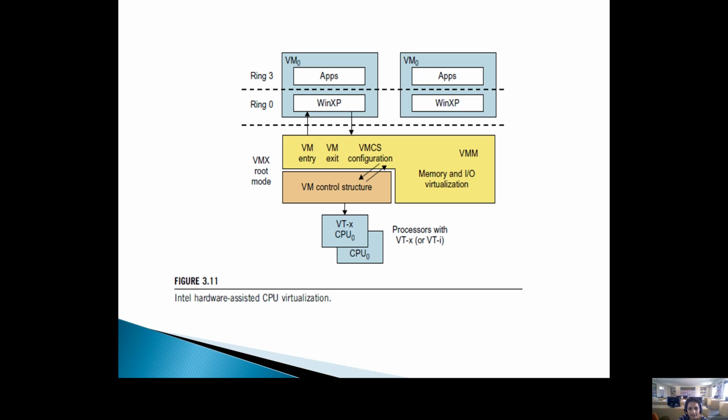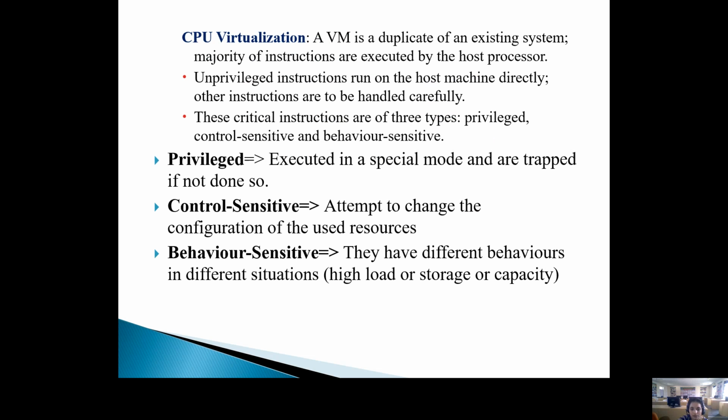Okay, so what they are saying here: I am having the applications. VM means virtual machines. So we have the applications here, Windows XP. This is the virtual machine root mode, and this is CPU 0, and this is the processor. So VT means what? Already we have discussed here.